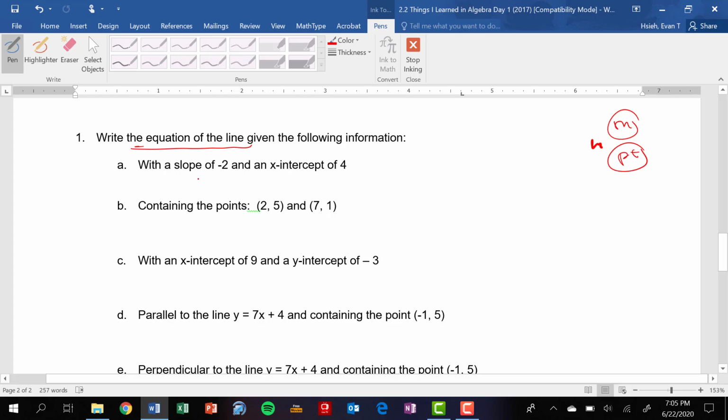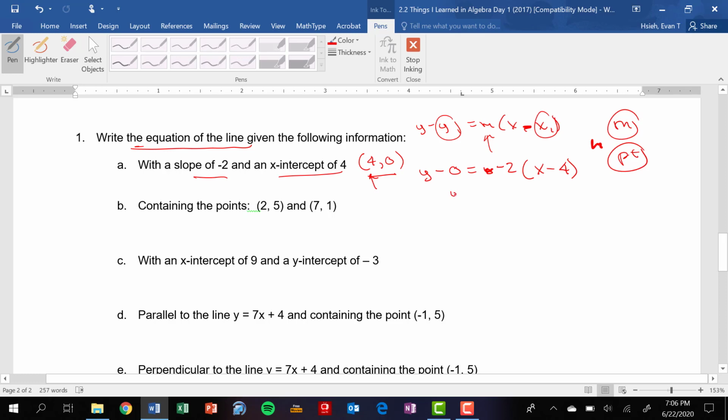So for this first one, my slope is -2 and my x-intercept is 4. The x-intercept being 4 means that my point is (4, 0). I can always plug it into point-slope form. Point-slope form is y minus y sub 1 equals m times x minus x sub 1, where x sub 1 and y sub 1 is my point, and m is my slope. So my point is (4, 0), so y minus 0 equals m, which was -2, given, times x minus 4, the x value of my point.